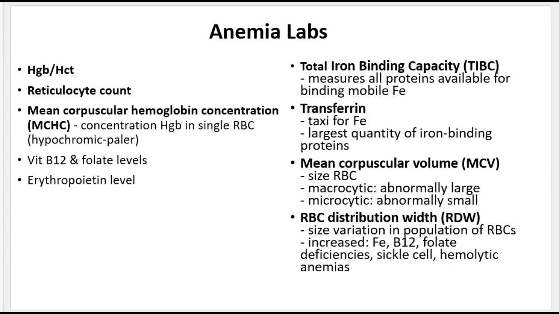We look at how much hemoglobin concentration there is in the cell. So we want to know, is the cell pale? Does it look robust? Is it like a normal color? Checking their B12 and folate levels helps us identify the cause of anemia. Erythropoietin can tell us if we have a problem with our kidneys or the chemical messenger for the anemia.